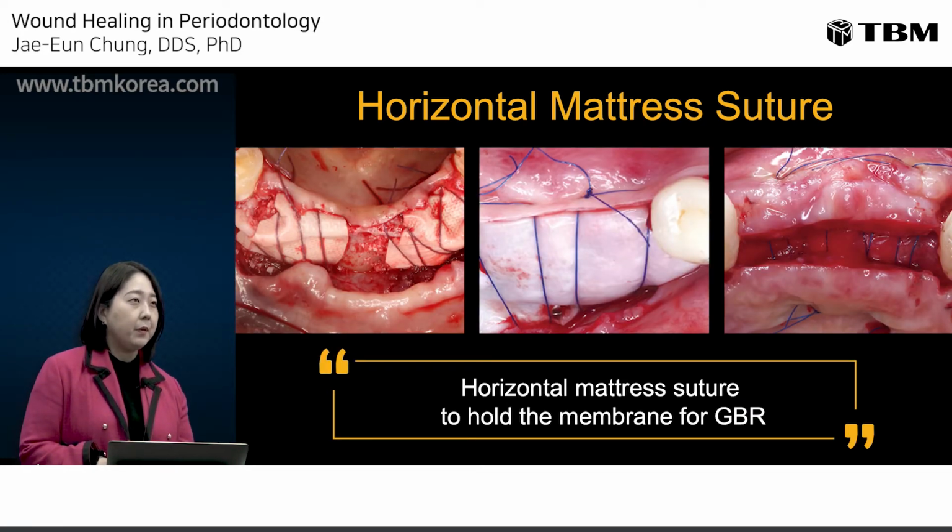Personally, I use the horizontal mattress suture to secure the barrier membrane for GBR under the flap. This suture can press the membrane that covers the grafted bone, so it can eliminate the dead space between the graft and membrane, or between the underlying bone and graft materials.